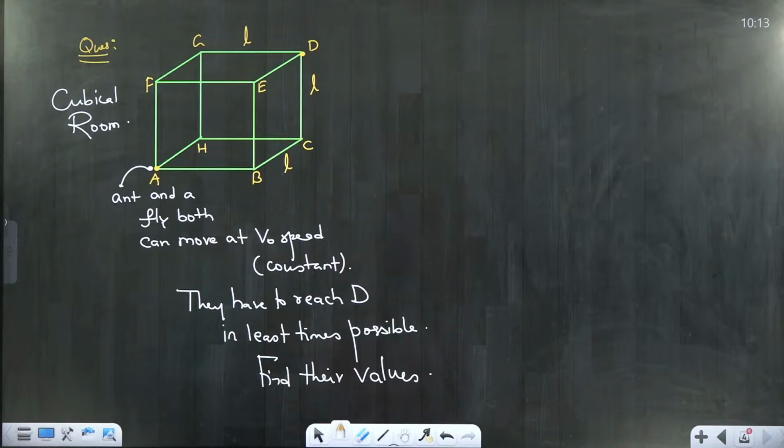Root 3L by V naught. Root 3L by V naught is the correct answer in case of the fly. But what about the ant? For the ant, it is wrong.